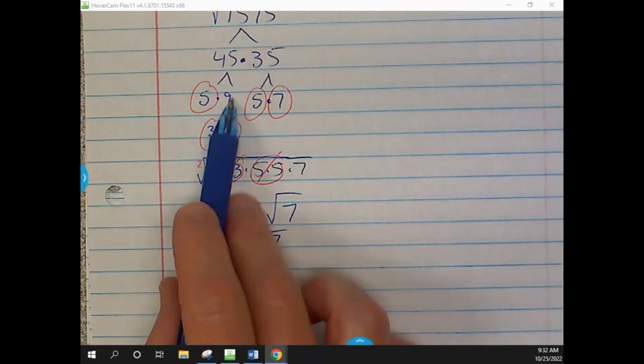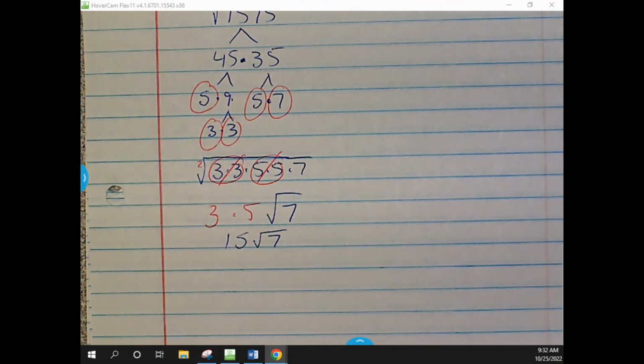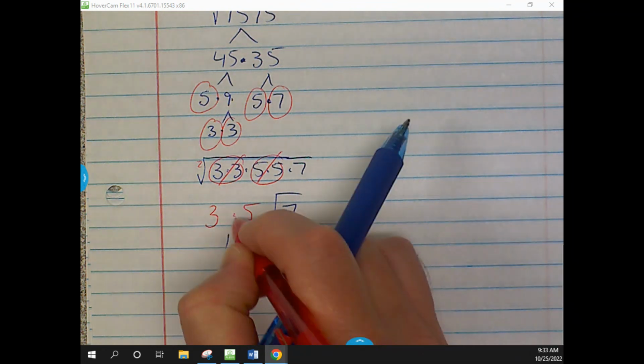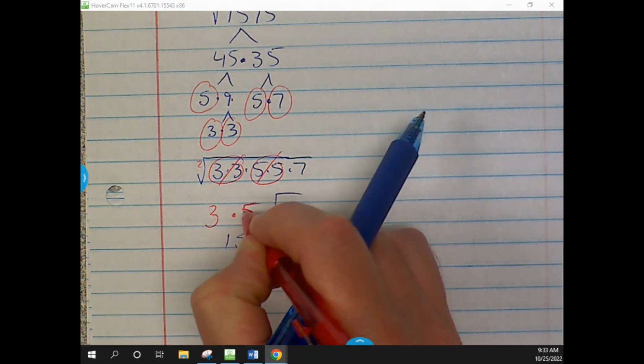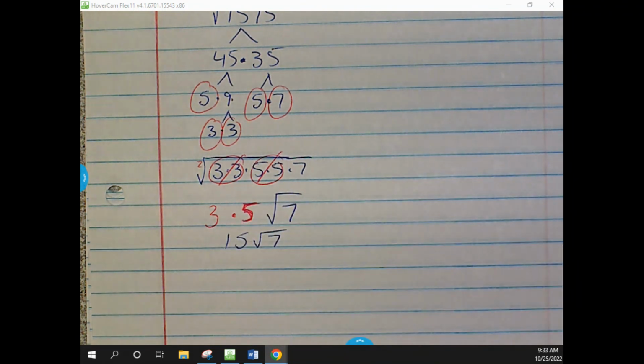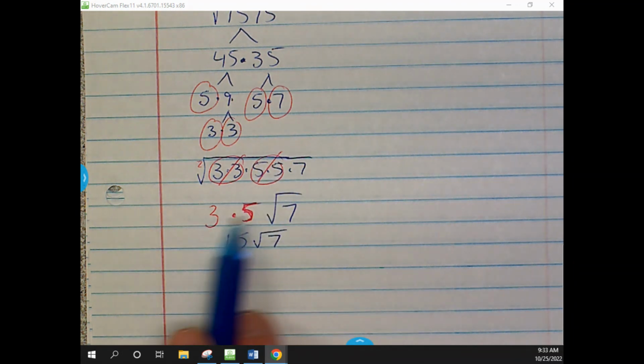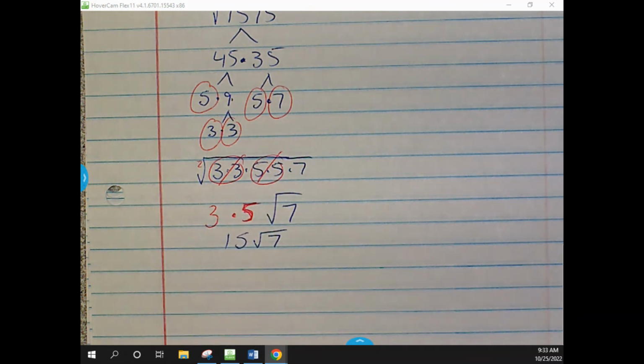We took 9 to make it 3 times 3. Because we had the pair of 3s on the outside and the pair of 5s on the outside, we did 3 times 5 on the outside to make it 15. All right, now we still have the variables.